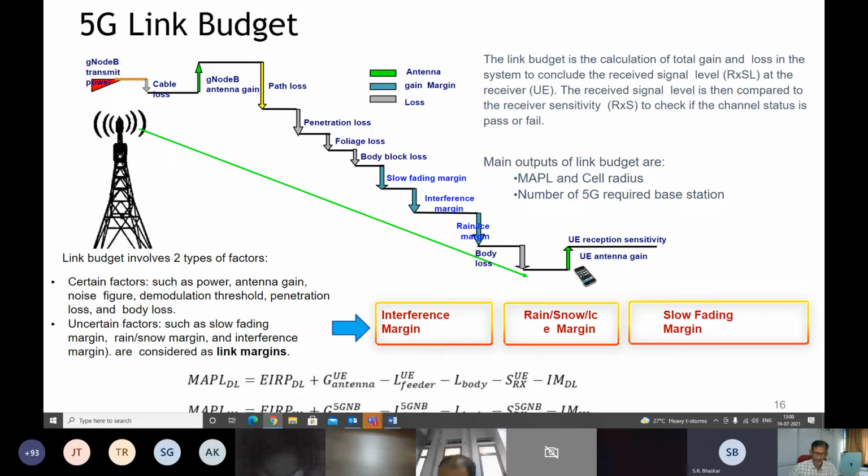Hello. Can you hear me? I want to know, is there any possibility to improve the penetration loss in this conference room or something like that?